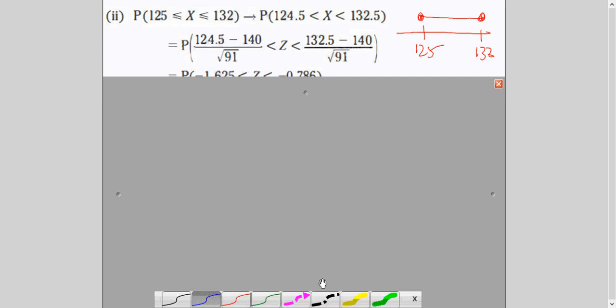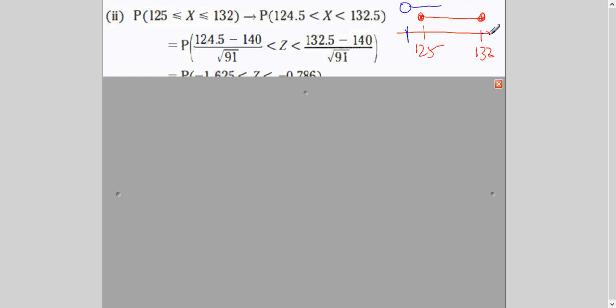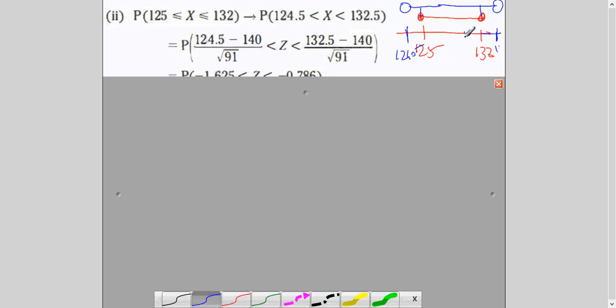From this one I will subtract. Why? Because in normal distribution we don't write equals to, we just use the inequality symbol. So if I go from here, and in this case I will add, these values are included, right? That's why I have taken 124.5 and 132.5. If I had taken, suppose, 131.5 here, then this value would not be part of it. So that's why we are adding and subtracting accordingly.